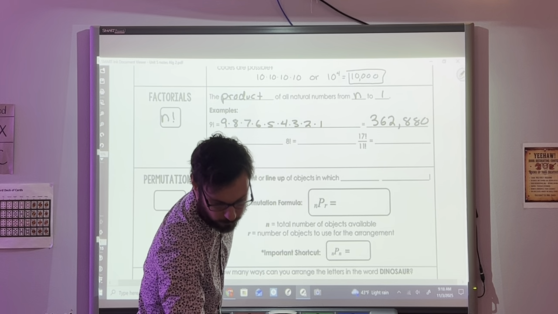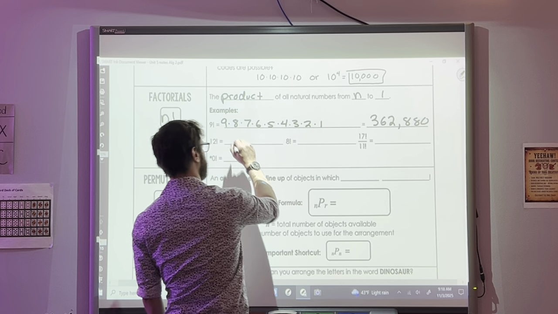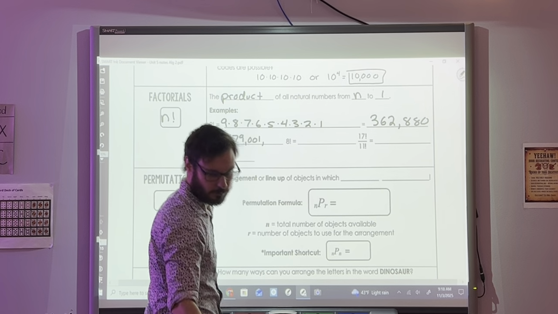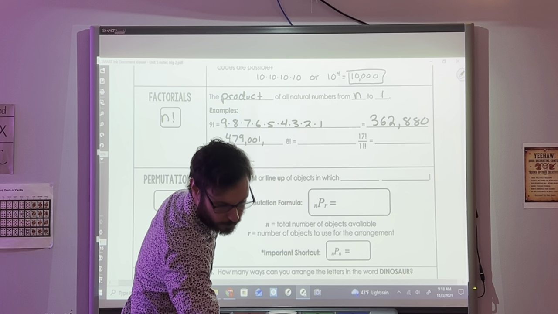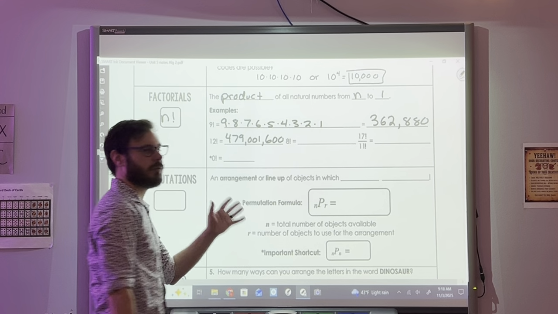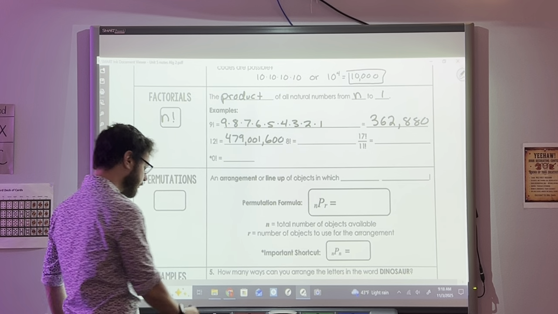Where is it? 479. 600. And you can do the same for 8 factorial.